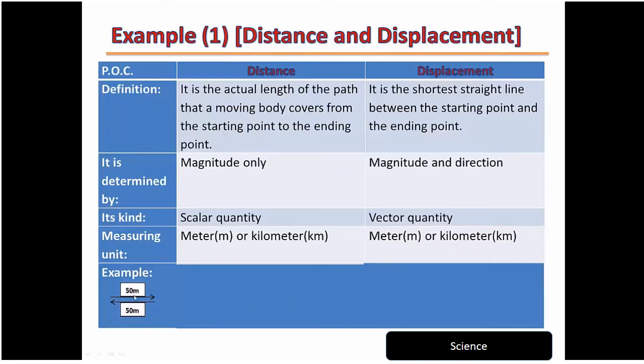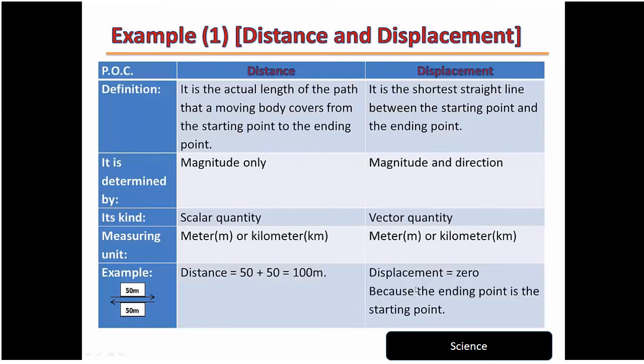We have an example here. We have an object which moved to east a distance of 50 meter, then returned back to its original position, 50 meter. So this object covered 100 meter for distance, but its displacement in this case is equal to 0, because this point is its starting point and it is the same as its ending point. So its displacement is equal to 0 because the ending point is the same as the starting point. So the distance between them is 0.